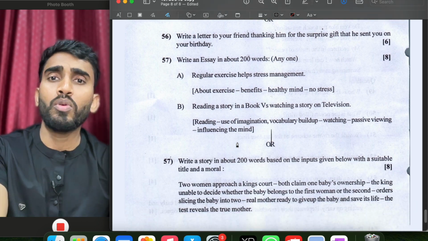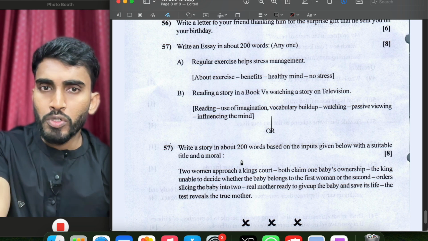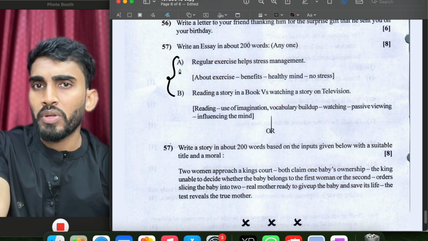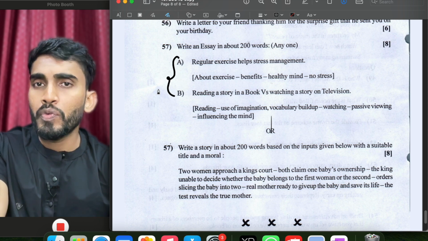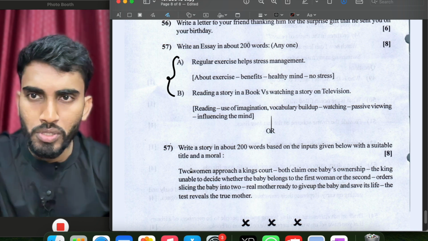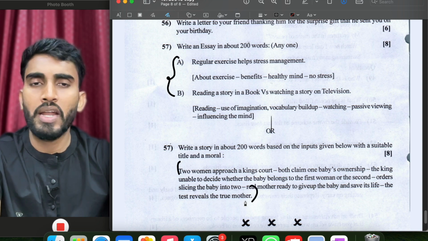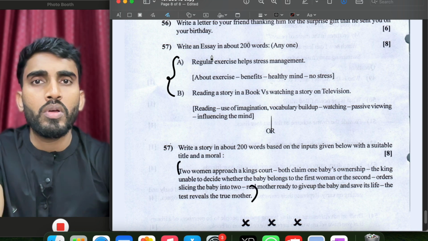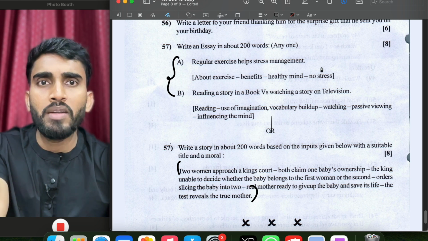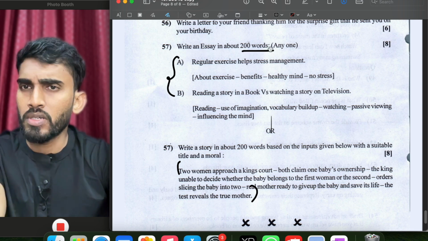In the same way, now the last question of this paper is essay writing, or you have to do story writing. In essay also there will be two options. Out of the two options you can attempt any one, or if you don't want to attempt an essay, you can go for story writing, and there will be no option in story writing. One story's points will be given and you have to write that story. So if it is essay writing, what you have selected, it is for 8 marks. Look, here it is written that you have to write the essay in about 200 words.